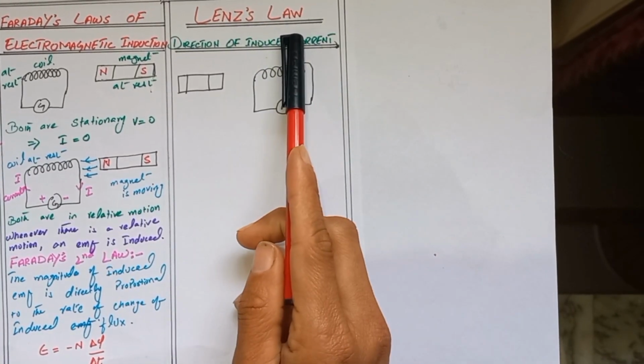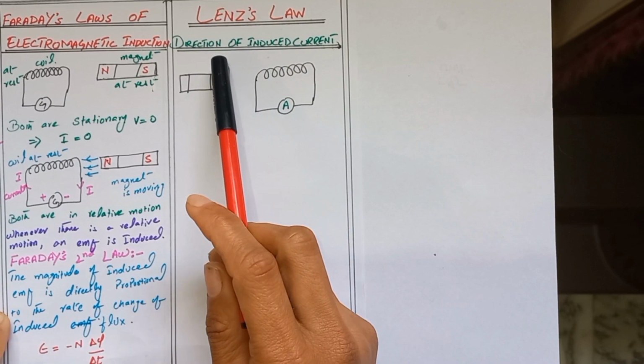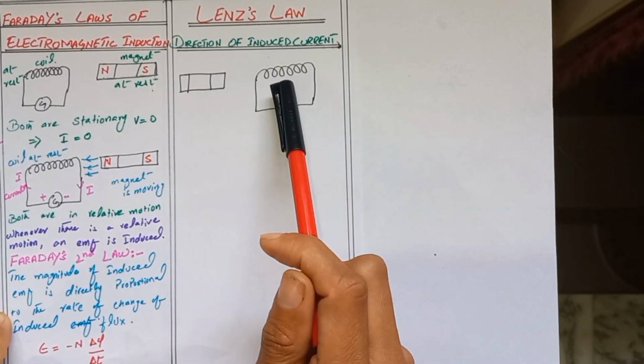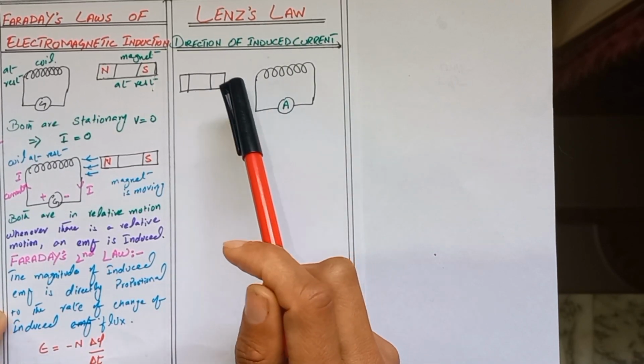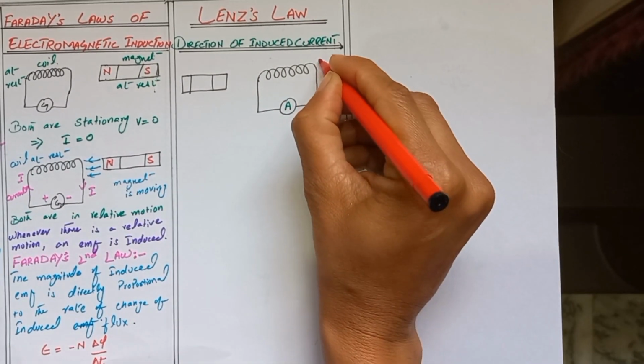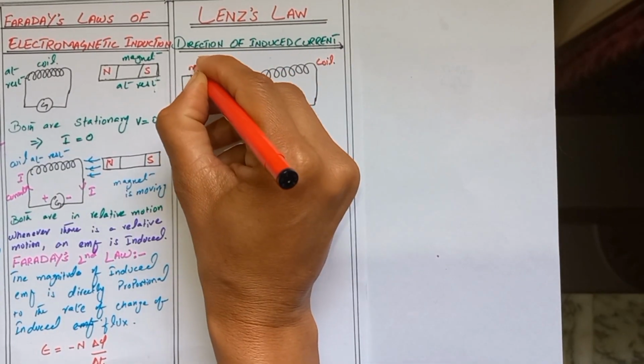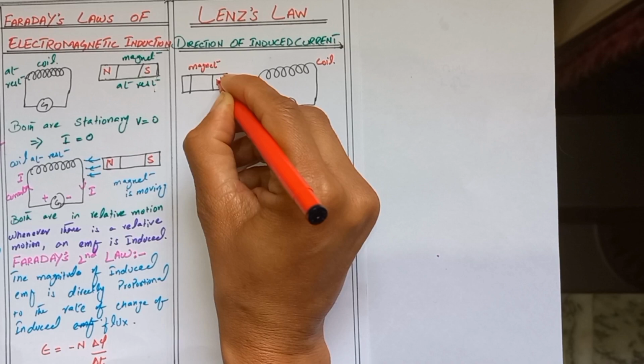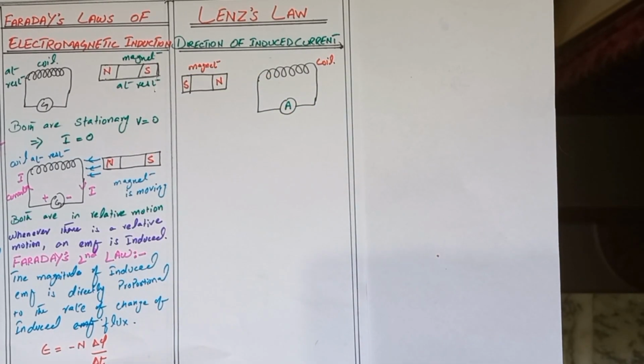Before discussing the Lenz law definition, we discuss some examples where we find the direction of induced current when the magnet or the coil is moved toward each other. Here we take the coil and this is the power magnet. This is the north pole of the magnet and this is the south pole of the magnet.